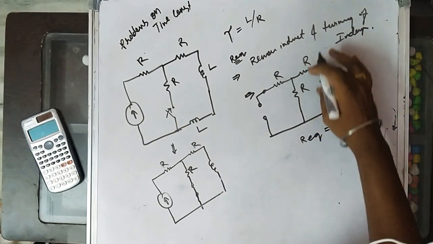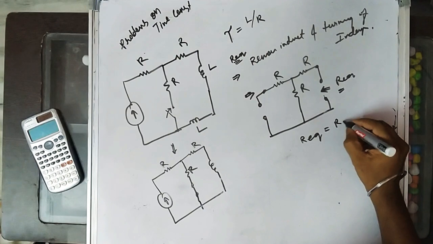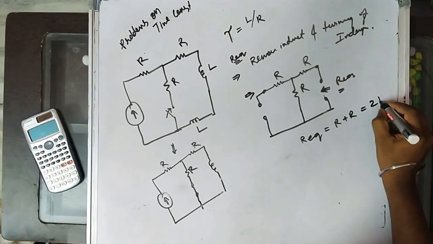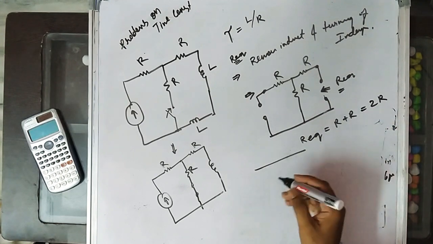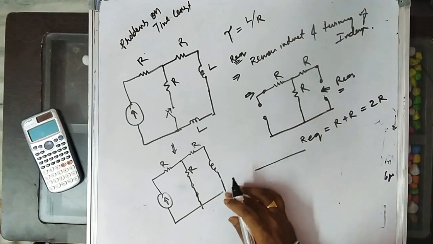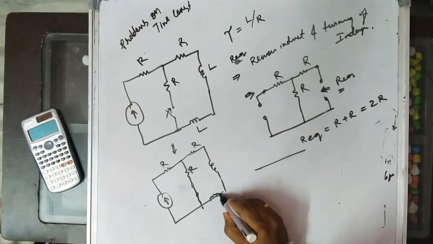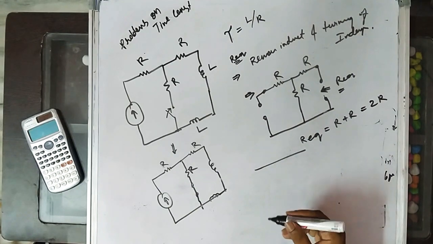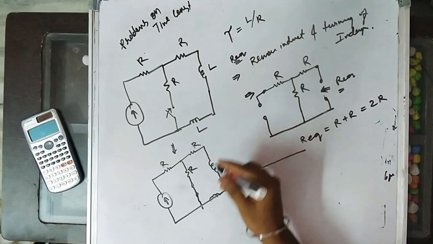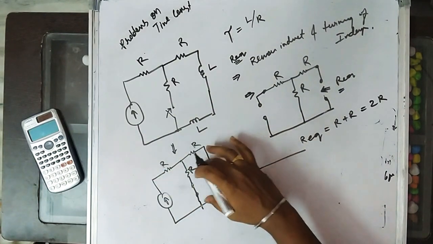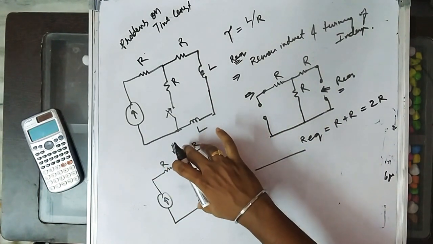R equivalent is this R and R in series. So R plus R equals 2R. Okay, now finding R equivalent is finished. Since we have inductors, we need to find L equivalent. Again, we remove the resistance part, turn off the independent source, and look from the resistance part to the terminals like this.